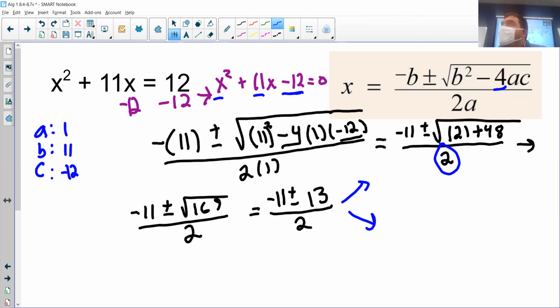That's 121. No, 11 squared is 121. It's because it's negative 12.